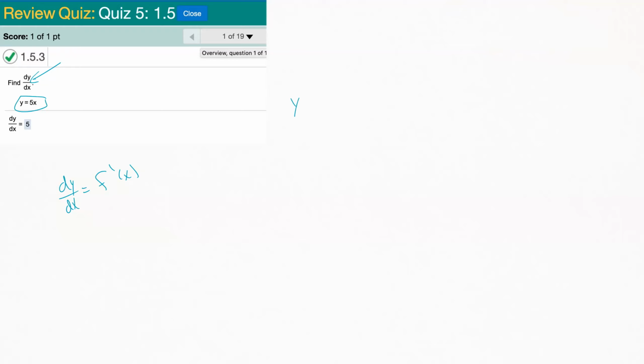So we take the equation they've given us, y equals 5x, and they want us to find the derivative of this equation. To do that, we're going to use what's known as the power rule. And so the power rule just says bring the power down and subtract 1 from the power. So here, there's an unwritten 1 on the power for our x right there.